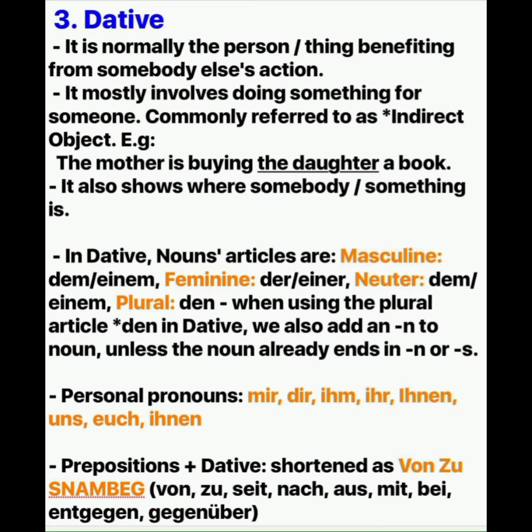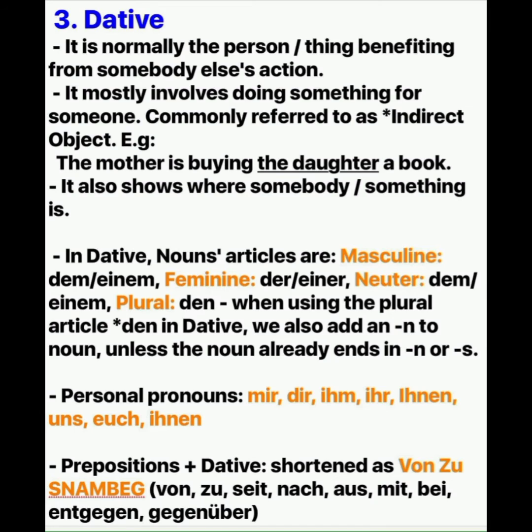So when using the plural article den in dative, we also add an n to the noun unless the noun already ends in n or s. Okay? And then also we have the personal pronouns. Look at how the personal pronouns are in dative.